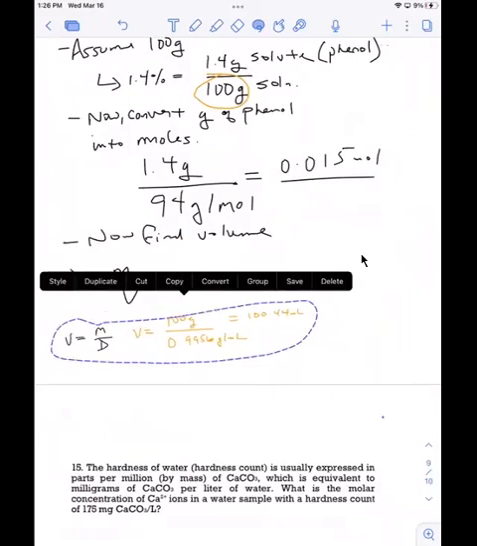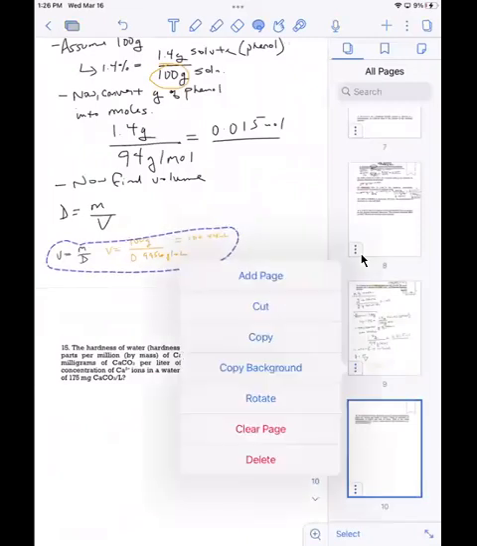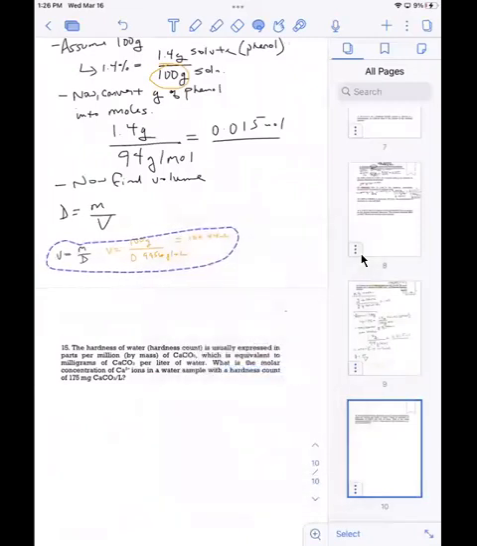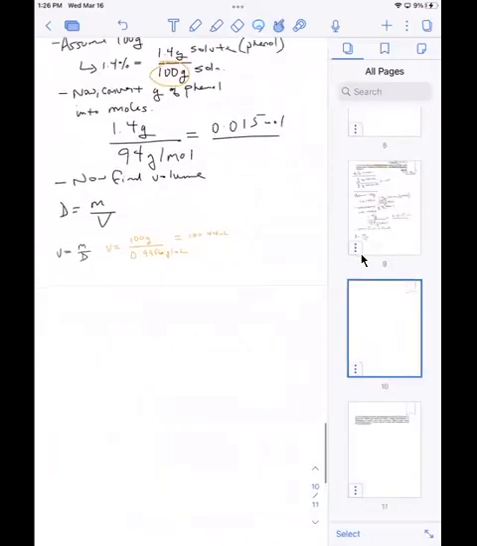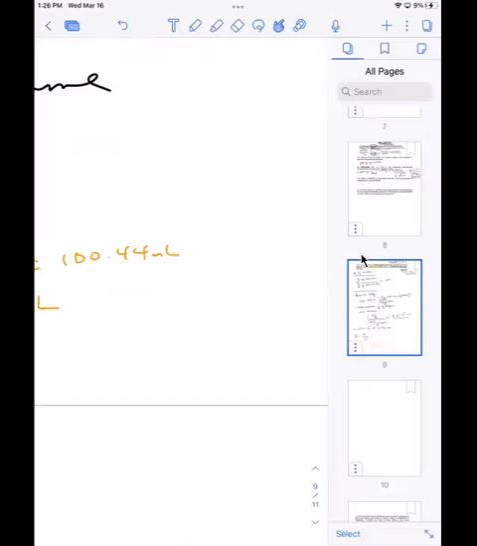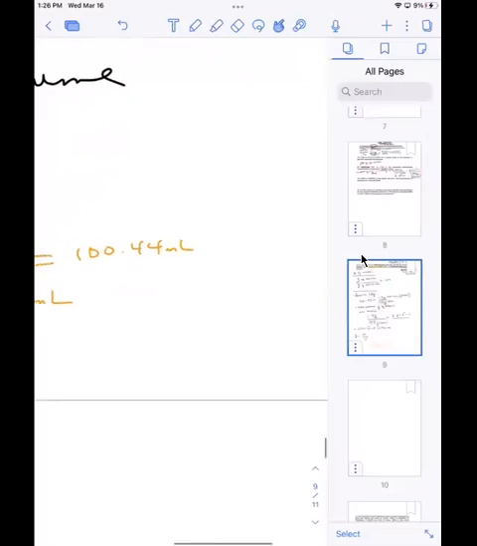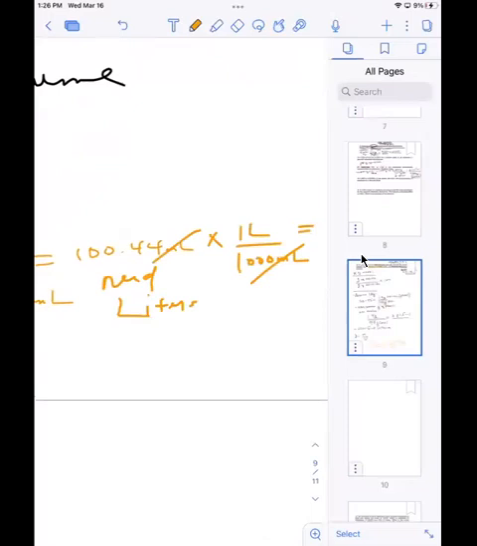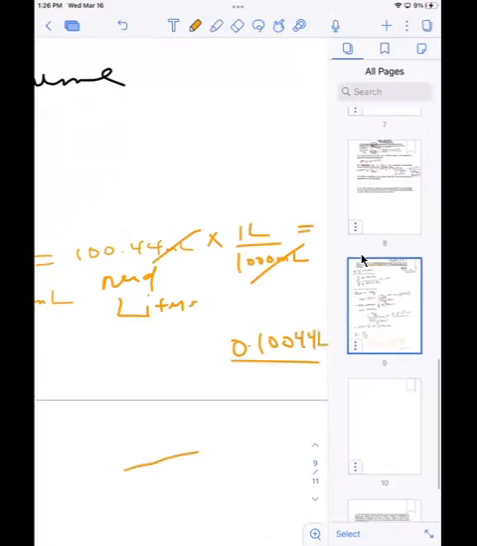But in order to get the concentration, what do we need? Liters, not milliliters. Liters. Good. All right. So this is 100.44 milliliters, but we need liters. So we're going to just go ahead and convert that. Milliliters are canceled. And then what we're left with, we just divide by 1000, is 0.10044 liters.